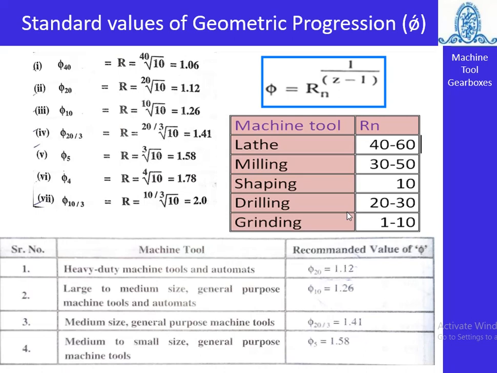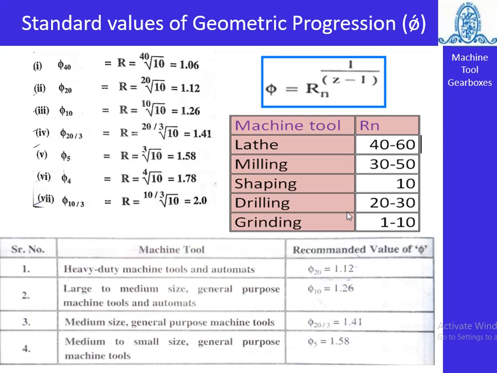But remember, from the standard values, phi only varies from 1 to 2. If it is nearer to 1, there are very small speed changes, or we can say that your gearbox is very complicated. And if it is nearer to 2, the spindle speed steps we get are wider. So depending on the application, depending on the finishing product we require, and the different speeds required for finishing operations, we have to select the phi accordingly.